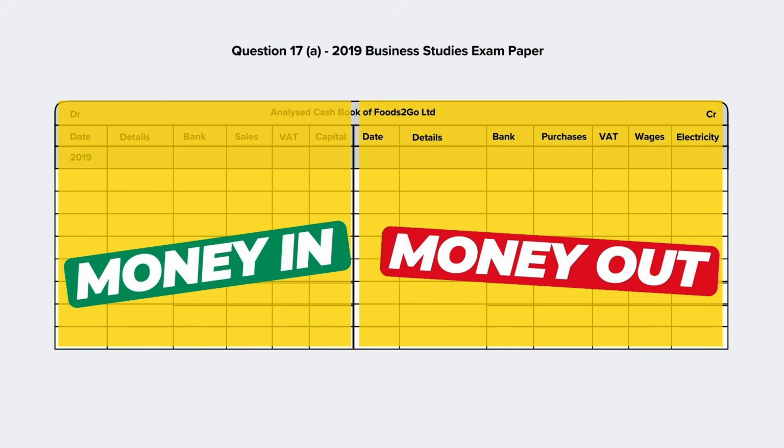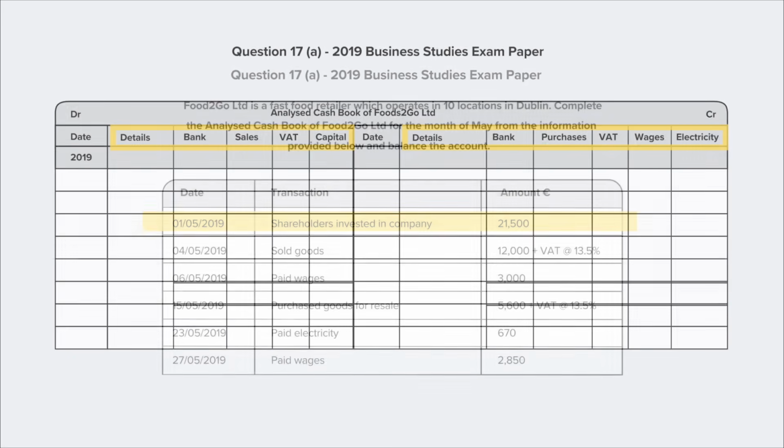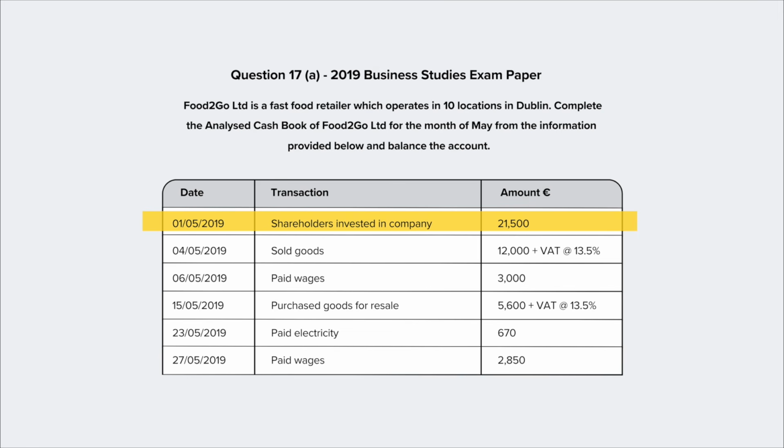Now we know that money in goes on the left and money out goes on the right. We can see that there are certain categories listed in the cashbook for each account or transaction. Like I explained in the last section, this is where you can easily see how much money you spent on each area. So if you spend 50,000 on wages in 1 month, you can easily see it in the cashbook. Now that we have a good idea of the function of the cashbook, we'll start with the question.